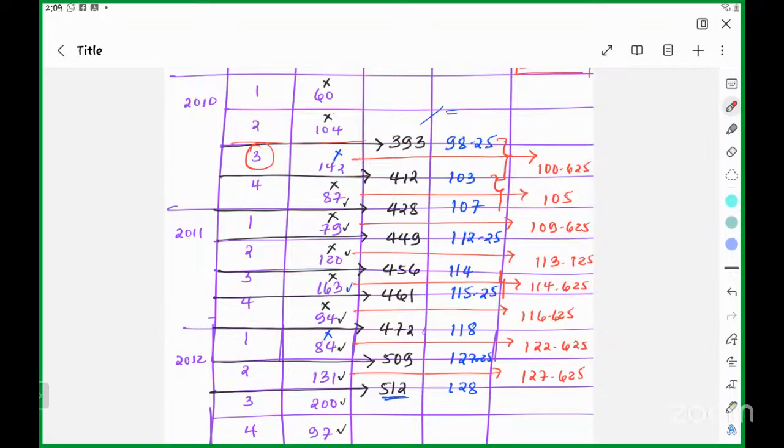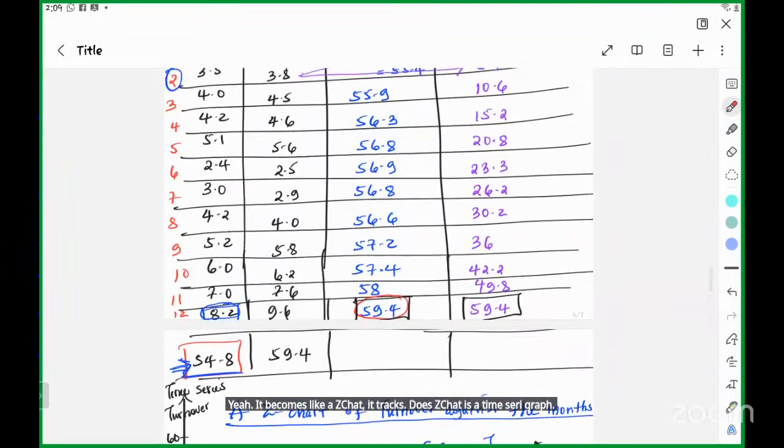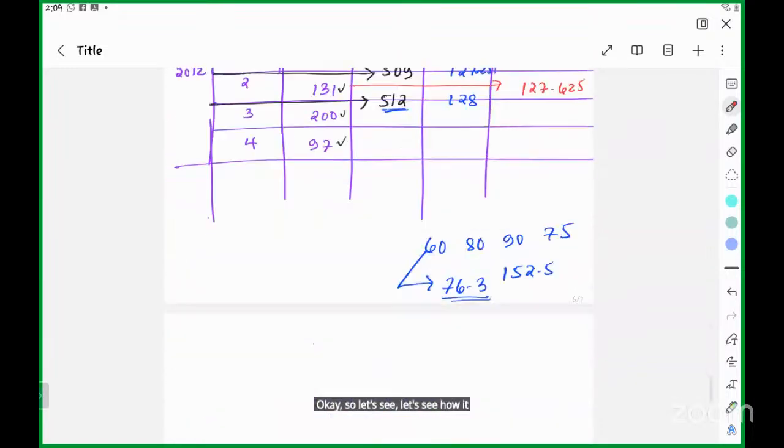Yeah, it behaves like a Z chart. Each chart. The Z chart is a time series graph. Okay, so let's see how it goes.